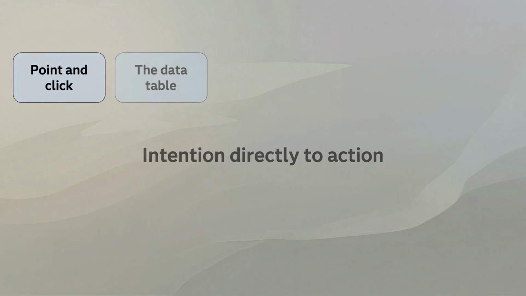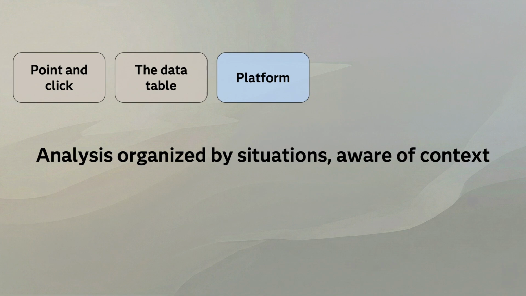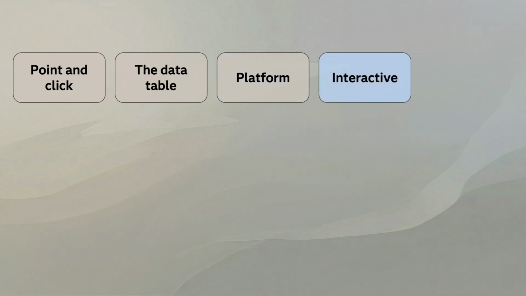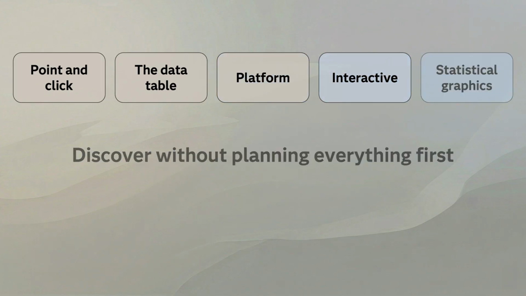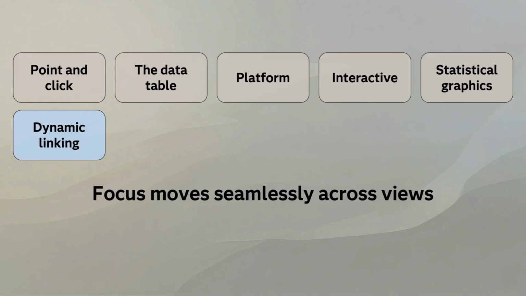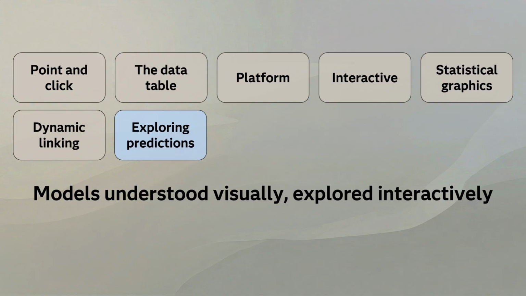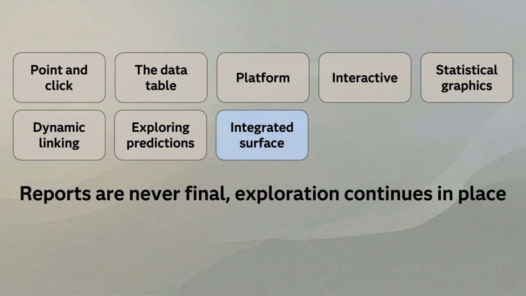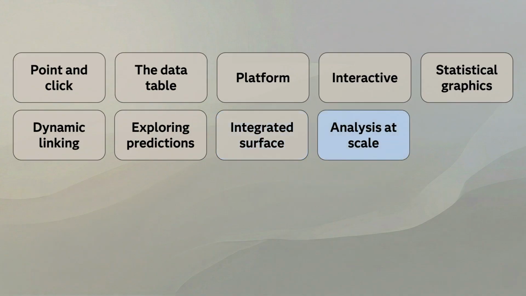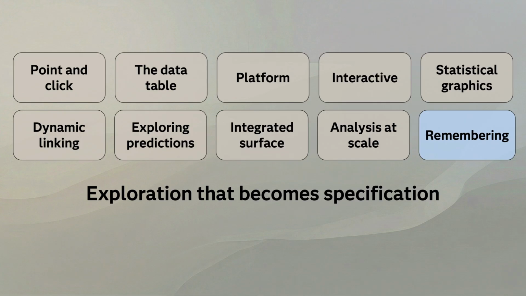All right, so just as a quick review, we saw that point and click brought us intention directly to action. The data table, structure that carries analytic meaning. We saw that platforms were analysis organized by situation, aware of the context that we put into the data table. Interactive showed us that we can discover without planning everything first. Statistical graphics were both explanation, but also interaction surfaces all on their own. And that was helpful with dynamic linking because our focus was moving seamlessly across views. In exploring predictions, we saw that models could be understood visually and still explored interactively. The integrated surface gave us reports that were never final, so that exploration can continue in place. With analysis at scale, one question could be applied multiple times without exploding our effort. And finally, in remembering that exploration can become specification.